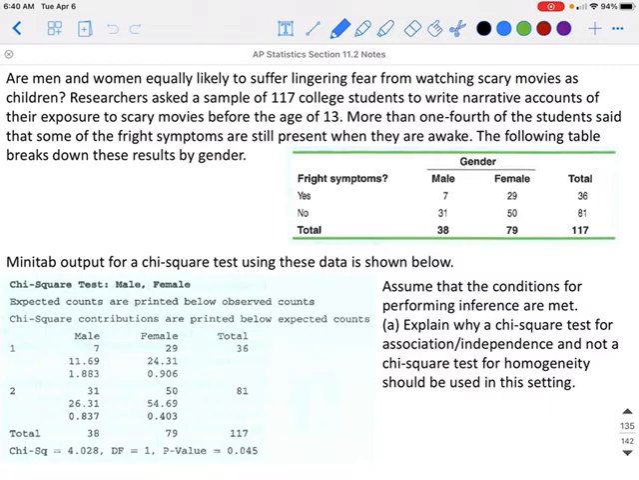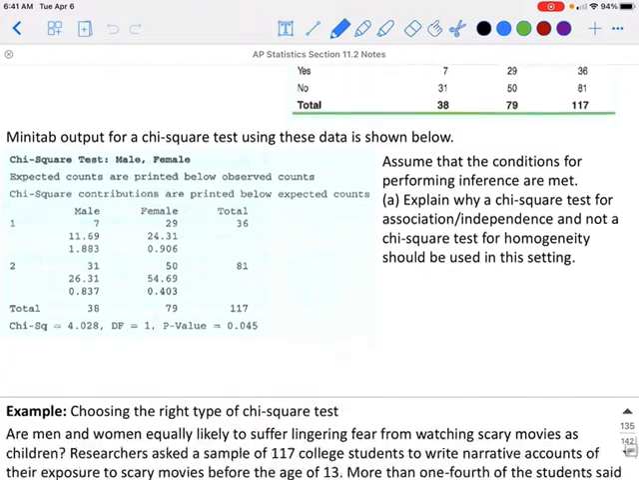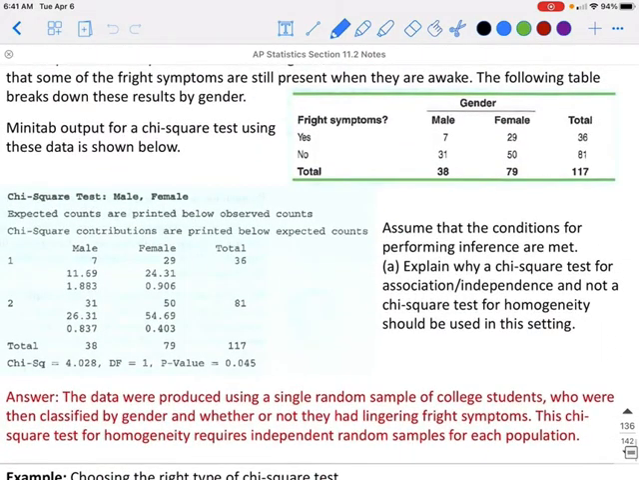Assume the conditions for inference are met. Explain why a chi-square test for association and independence, and not a chi-square test for homogeneity, should be used. These data were produced using a single random sample of college students who were then classified by gender and whether or not they had lingering fright symptoms. The chi-square test for homogeneity requires independent random samples from each population, so this should be a chi-square test for association or independence.